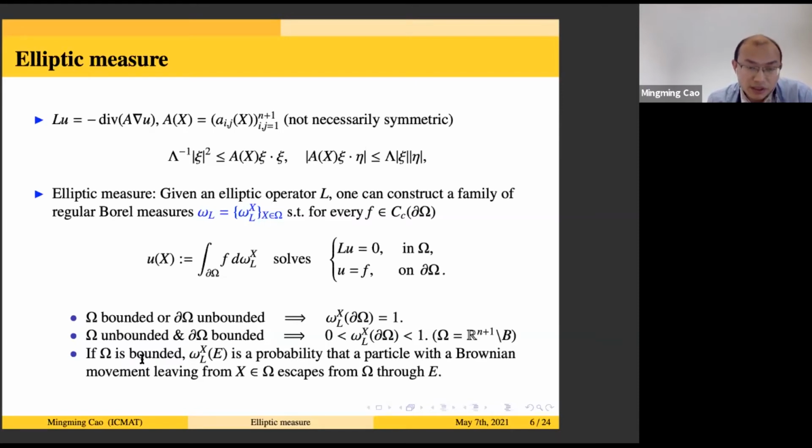Actually, if omega is bounded, the elliptic measure of E is the probability that a particle with Brownian motion leaving from X escapes from omega through E. This is the meaning of the elliptic measure.